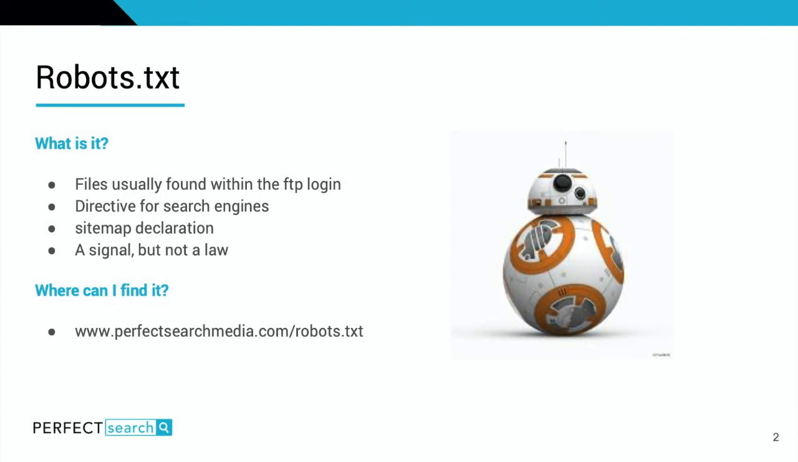And another thing to remember is that it's a signal, but not a law. So basically what that means is that having a Robots.txt file will send a strong signal to search engines, but it is possible that they might ignore it completely. But for best practices, you still want to make sure you have one, even though it's just a signal, so that you can send the strongest signal to search engines possible. So typically where it's found is at the root domain /robots.txt.